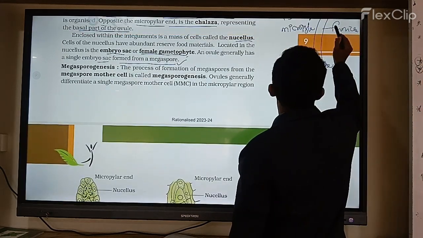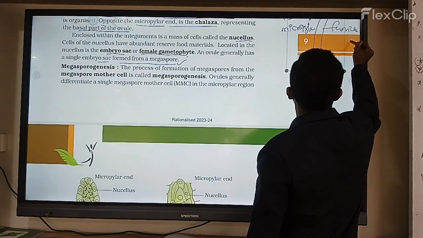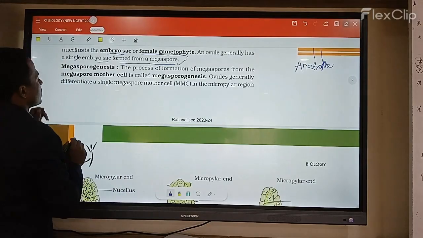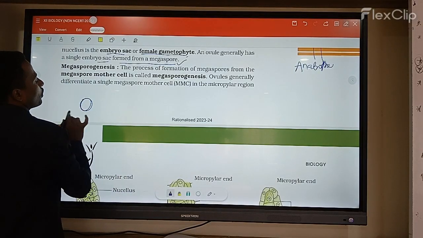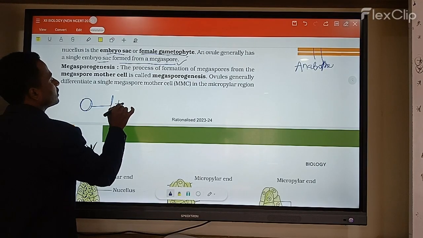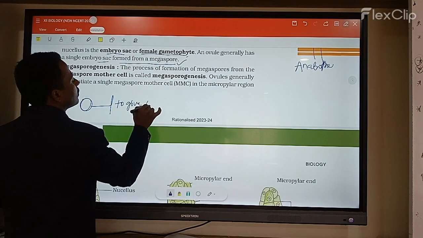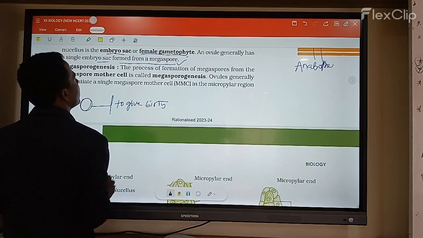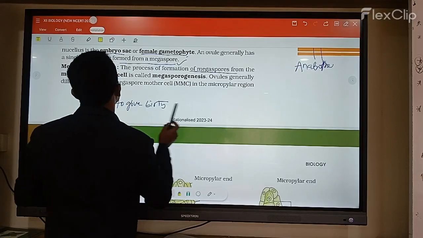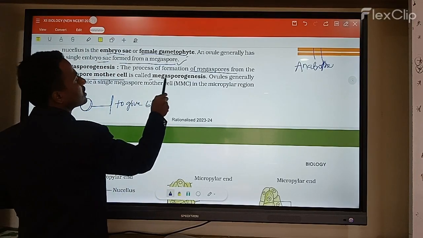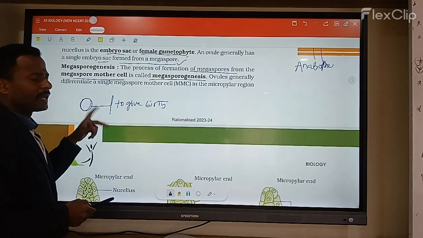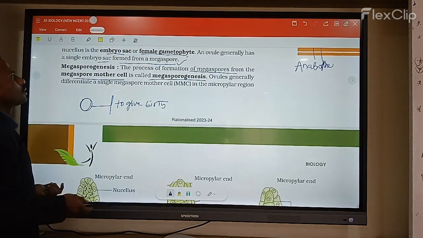Next, what is megasporogenesis? Megasporogenesis: it is megaspore genesis. Genesis means to give birth. To give birth, that is called megasporogenesis. The process of formation of the megaspore from the megaspore mother cell is called megasporogenesis. So the megaspore mother cell develops to give spores.